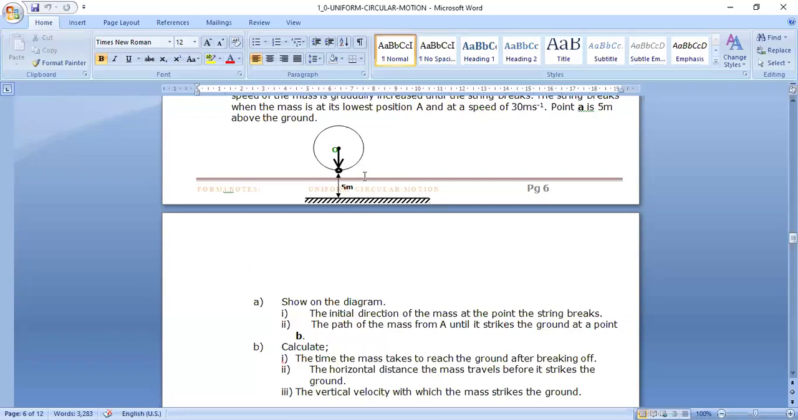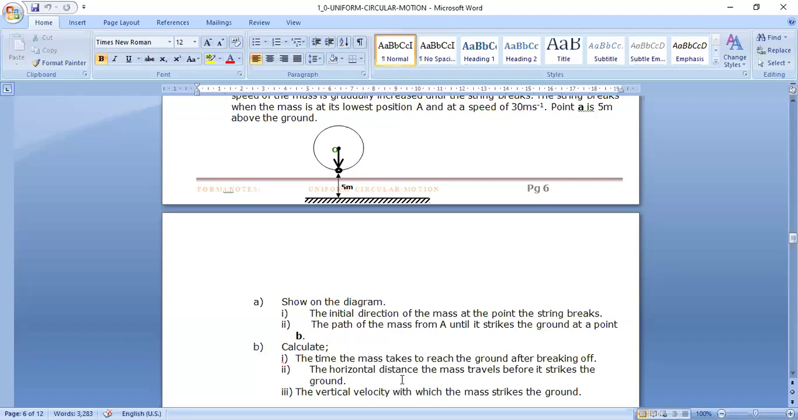Part B of the question, calculate the time the mass takes to reach the ground after breaking off. From projectile motion, we learned about height, h, which has been given as 5 meters. So, we can say that h equals a half g t squared. Therefore, 5 meters equals a half times 10 times t squared. When you divide, you find that t squared equals 1. Therefore, t is 1 second. So that mass is going to move 1 second, then it strikes the ground.